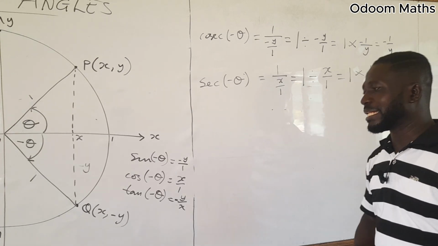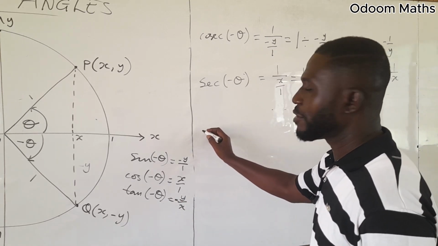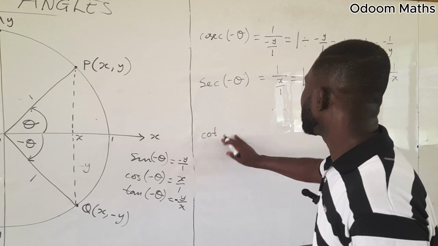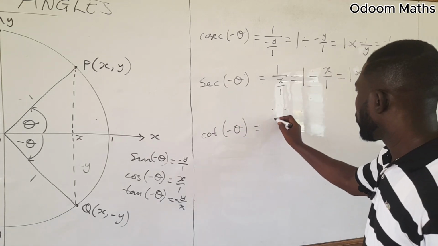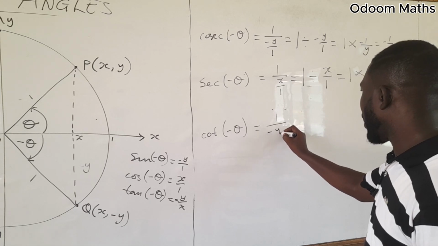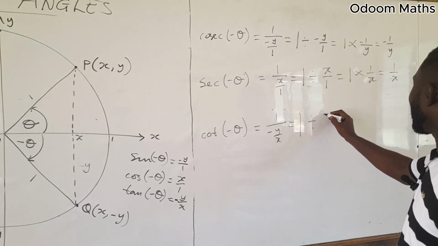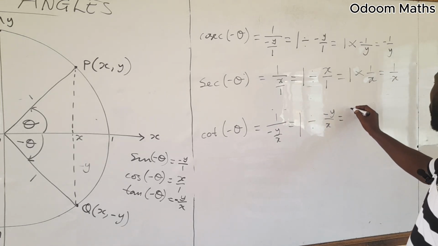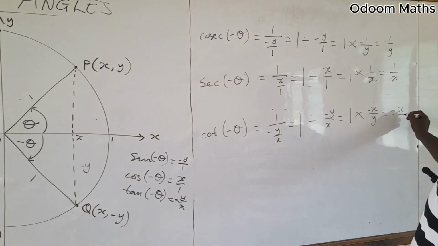Okay. Now let's look at the last one, which is tan. The reciprocal for tan is cot. So cot negative theta is also going to give us 1 over negative y over x, which is the same as 1 divided by negative y over x. Since we know the rules, that is 1 times x over negative y, which is negative x over y.